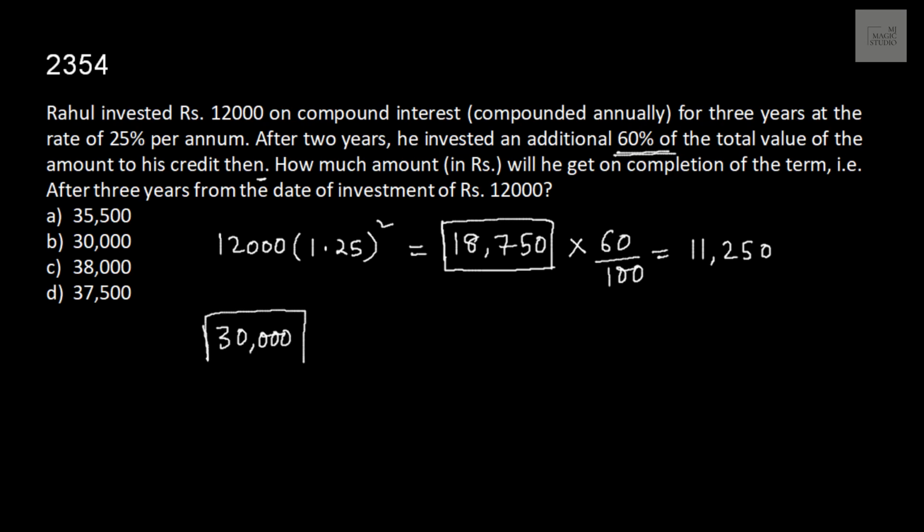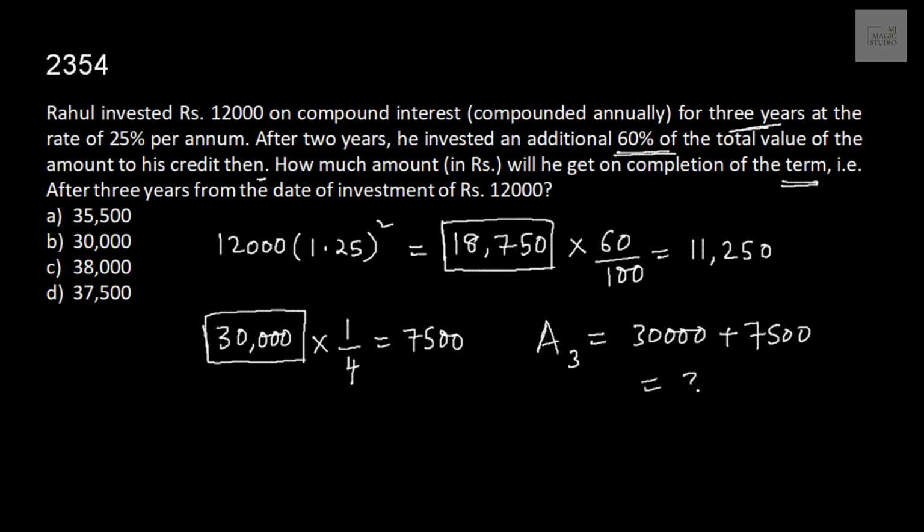Now his investment is of 30,000 for how many years? Let's see the question. How much amount will he get on completion of the term? That means 3 years, after 3 years from the date of investment of 12,000. So now he will get interest on 30,000. Interest would be 1/4 of 30,000. That would be 7500. So the amount in his account at the end of the third year would be 30,000 into 1.25, or 30,000 plus 7500. That is 37,500. That features in option D, and that is the answer.